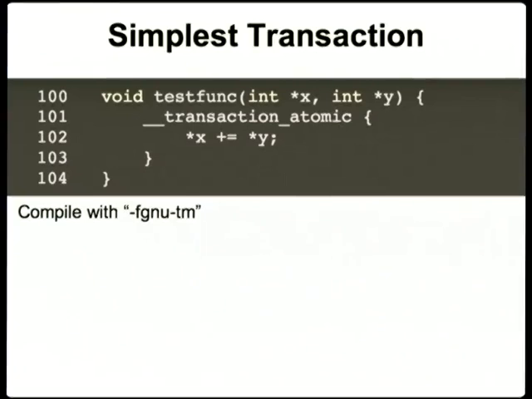So if we take a really simple function, this thing is taking in a pointer to x, a pointer to y, transaction atomic, I'd like to add y to x. There we go.